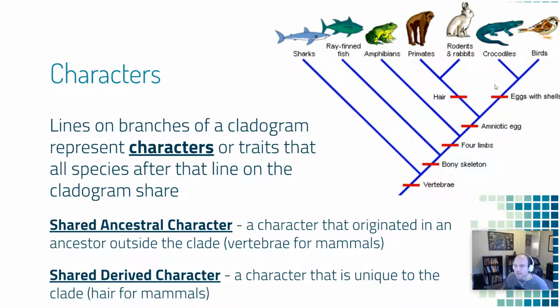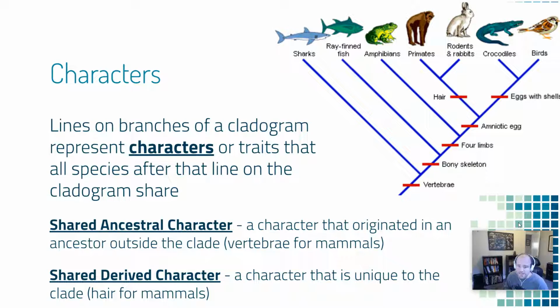So for example, this clade of mammals that you can see with the primate and the rabbit, hair was the shared derived character that developed. And so only those species are going to have hair. And so you can see on here that these characters are how we're separating out these organisms.